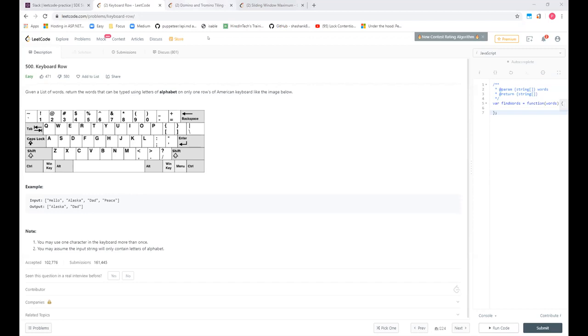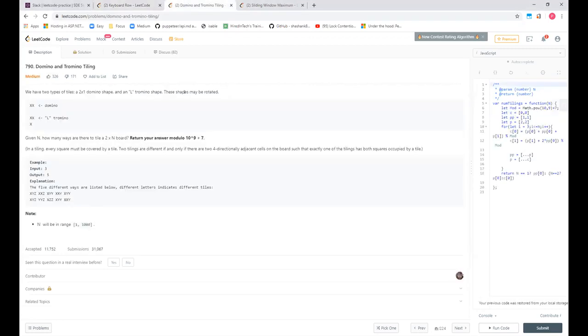Yeah, so the second problem today from the medium bucket is Domino and Tromino tiling. Essentially, you have two sets of tiles, okay? One has only two bricks and another has three bricks, but in the form of an L. So this is called a domino and this is called a Tromino, which is essentially a three brick layout and this is a two brick layout.